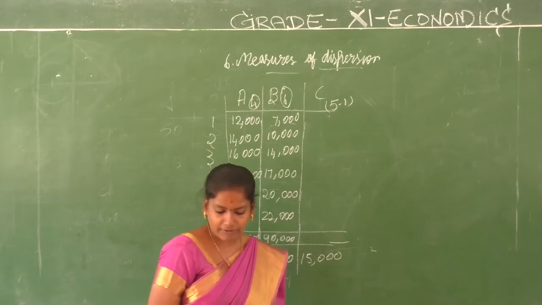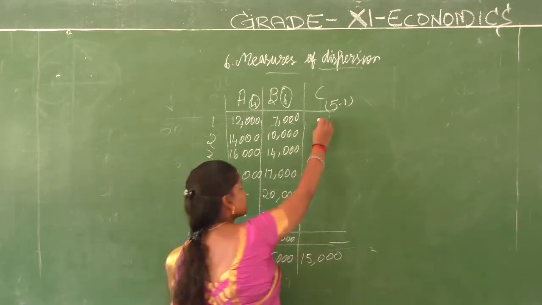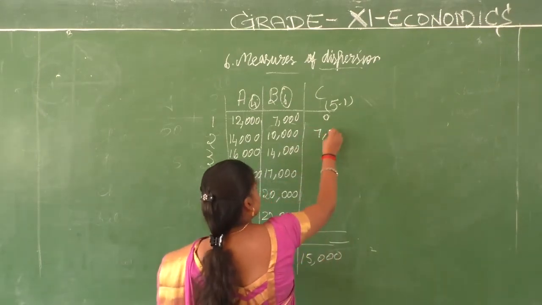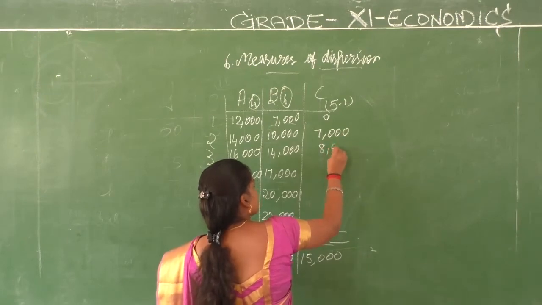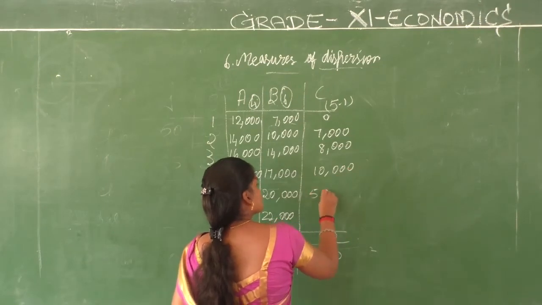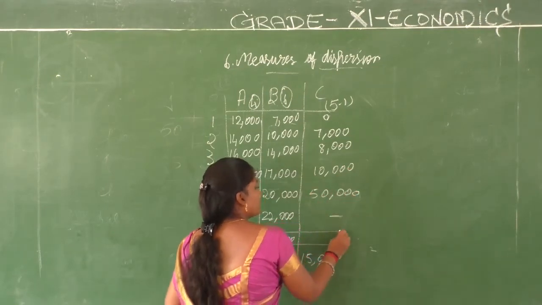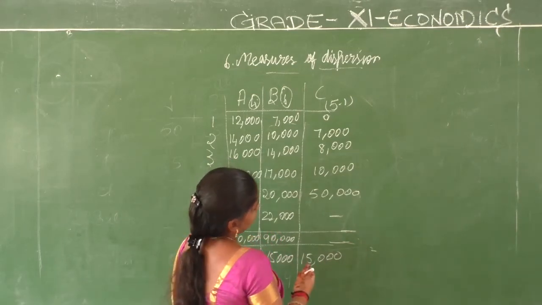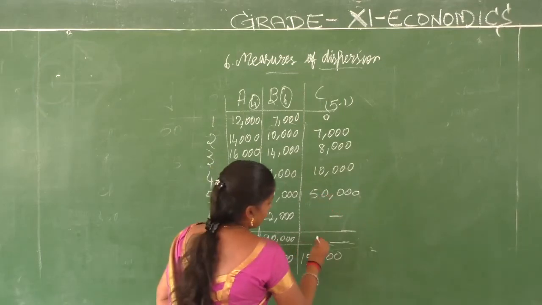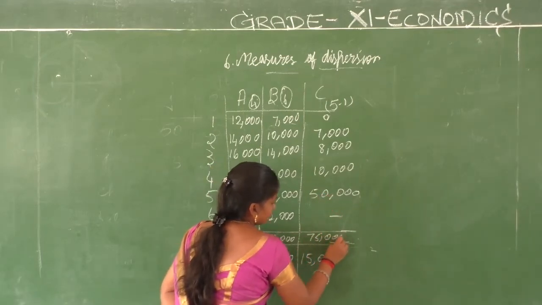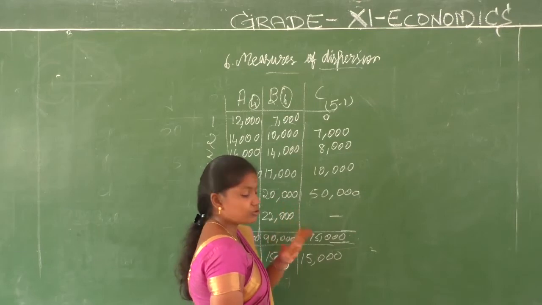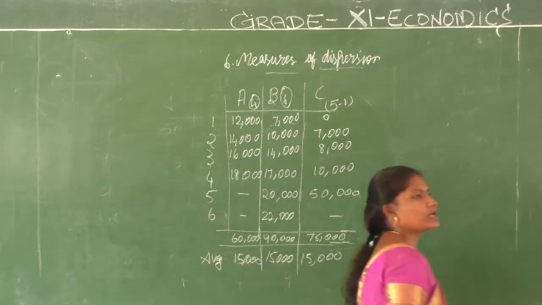Talking about Maria's family, one person is not earning, another person is earning 7,000, another person is earning 8,000, another person is earning 10,000, another person is earning 50,000. So when you again have a total of 60 plus 15, right? You have 75,000 divided by what? 5 members. Same number of members in the family, you should say. So it is 15,000 again.